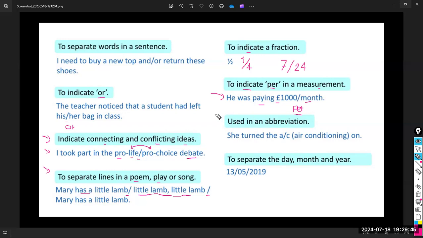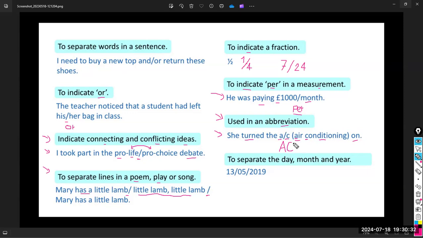Okay. Now, the next usage is about abbreviation. Let's take a look at this example. This example is saying she turned the A/C on, which means air conditioning. So this is the abbreviation. I took the first letter of the first word and the first letter of the second word together to write AC. No problem. You have another solution if you don't want to write slash, write them capitalized like this. If you want to write them capitalized, it's correct. And if you want to use a slash between them, it is correct too.